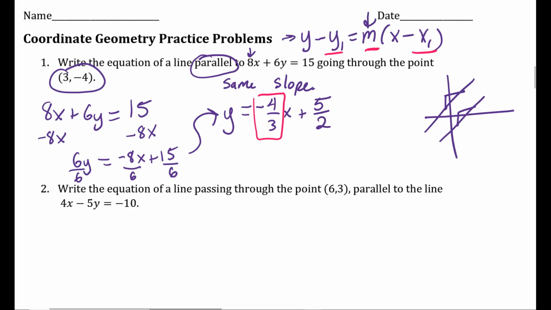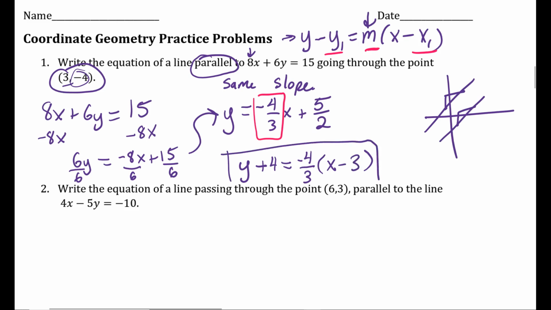So I'm going to go back to my point-slope form. y minus the y value they give me, which is negative 4. So if I'm subtracting a negative 4, it's going to become plus 4, equals my slope, which is negative 4/3, times x minus the x value for the point they give me, 3. So that is the equation of a line that's going to go through (3, -4), but is also parallel to that line. The reason I know that is because they have the same slope of negative 4 over 3.